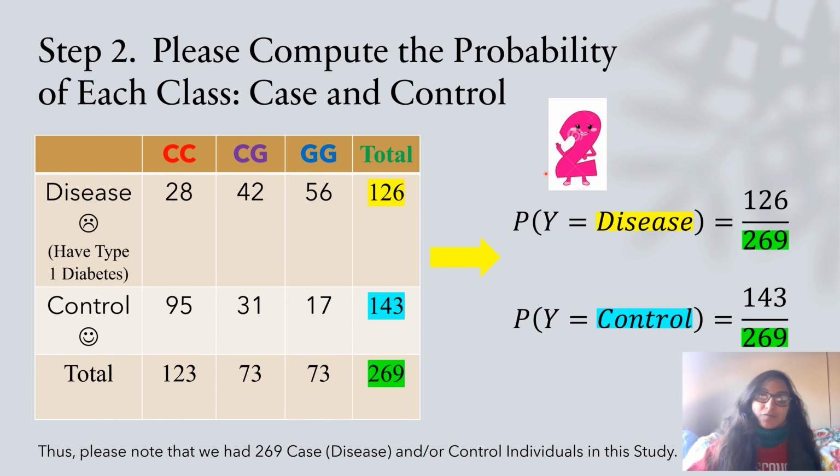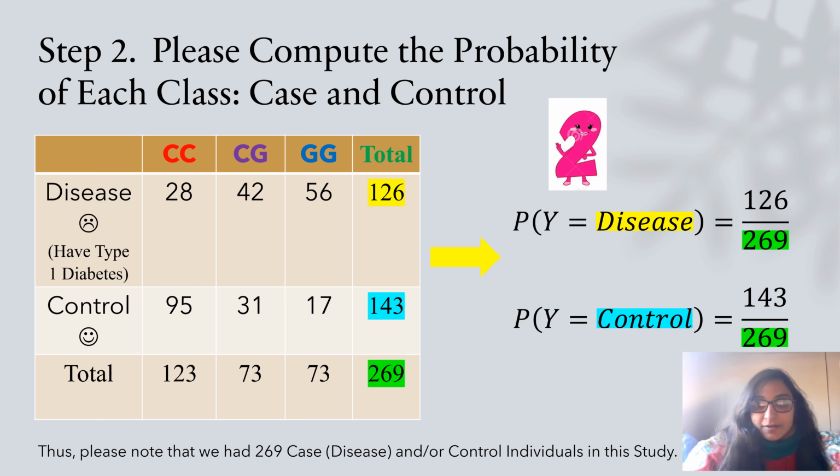Then what we want to do is compute the probability of each class, like the case and the control. The case we typically refer to as the disease, and the control is the other. So based on this information of the totals, I find the probability of the disease. Usually it's a mapping from genotype to phenotype in a way.